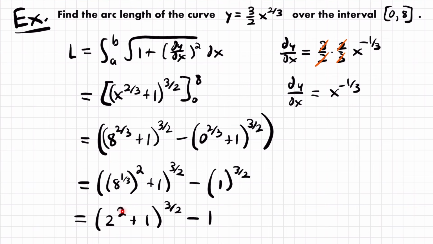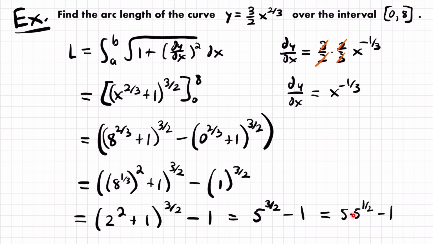Now 2 squared is 4, and 4 plus 1 is 5, so this is equal to 5 to the 3 halves power minus 1. Now you could leave your answer in this form if you'd like to. This would be your final answer, but note that 5 to the 3 halves power could be rewritten to be 5 times 5 to the 1/2 power, and then you'd have minus 1. Right, you have 5 to the first power times 5 to the 1/2 power. Multiplying them together would get you 5 to the 3 halves power because the exponents would be added, so 1 plus 1/2 is 3 halves.